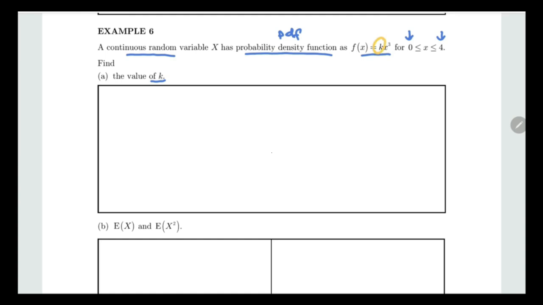Of course, we need to apply the property of a continuous random variable, which is that the integration from the lowest to the uppermost limit must equal 1. So we equate the integration of this function to 1. The only function here is kx cubed, so we have the integral of kx cubed dx from the lowest limit 0 to the uppermost limit 4, and we equate it to 1. So we're going to solve it.